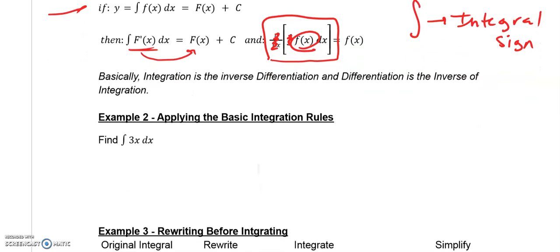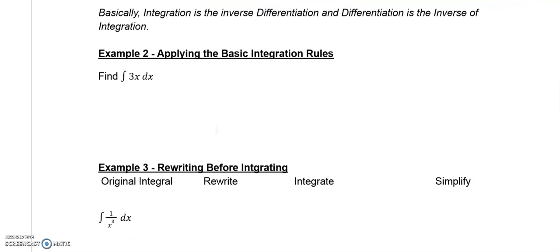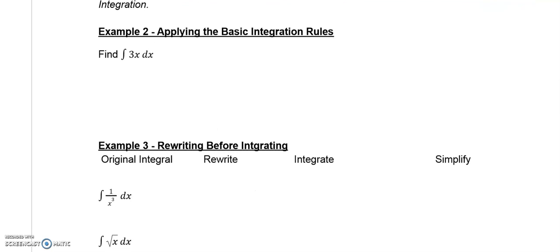Okay, let's go ahead and try this example. Just finding the antiderivative. Don't forget to think about what function has the derivative that's equal to 3x. So think about this, pause the video for as long as you need, try it, and then come back to see how you did.